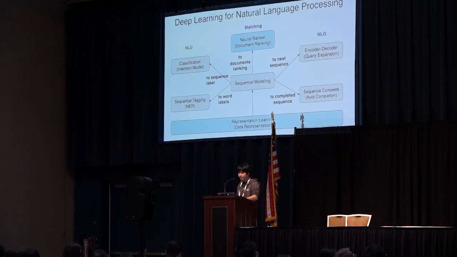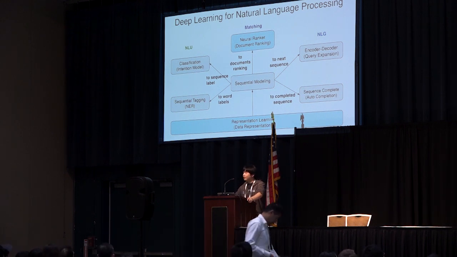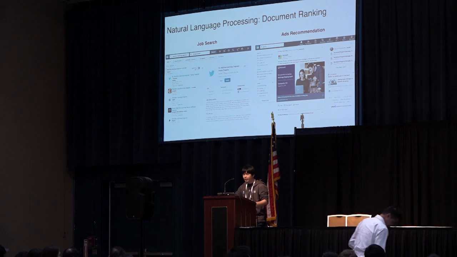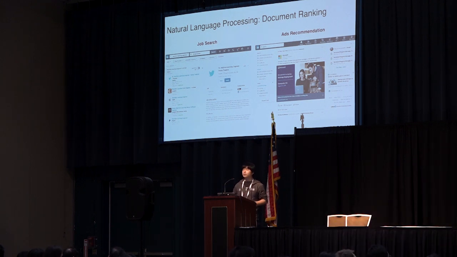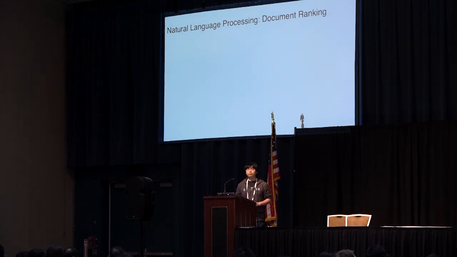Okay, last piece. Matching. Matching works for both search and recommender systems. We already showed that we have different types of search and recommender systems. Here we have job search as recommendation. Right? But let's try to formulate the problem a bit.